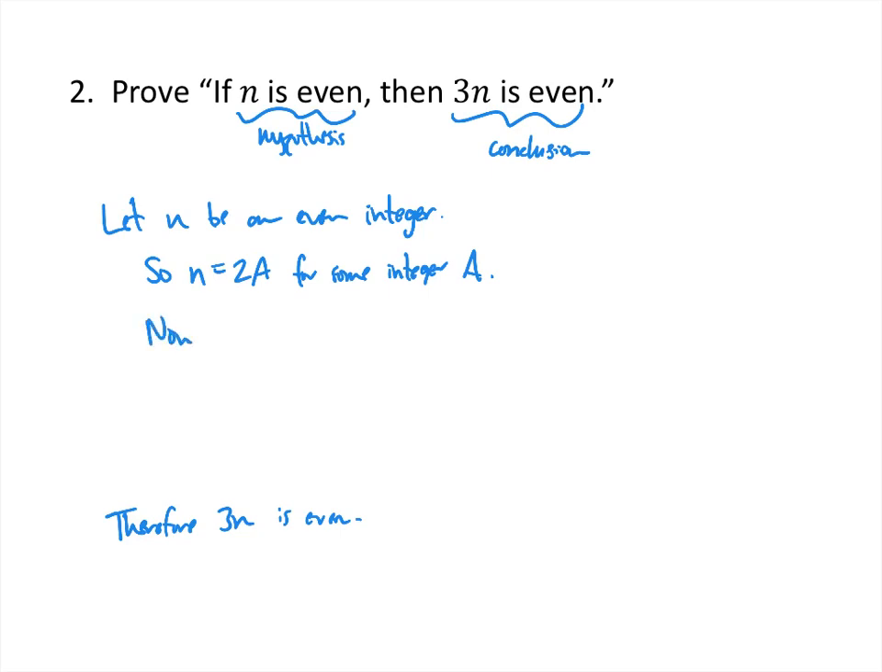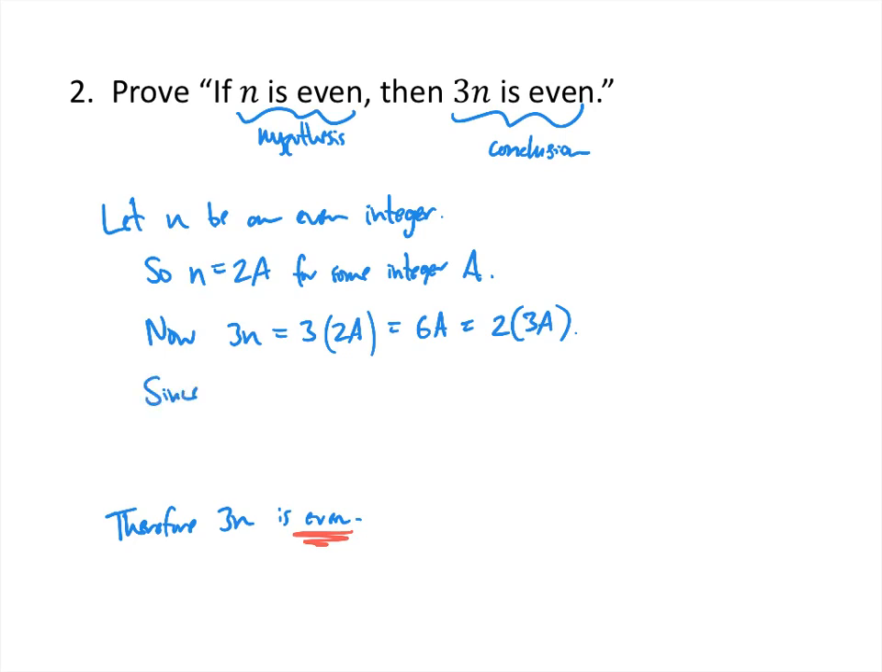So we might say, now, what does 3n look like? Well, 3n looks like 3 times 2a, which is 6a, but I can rewrite that as 2 times 3a. Now, why am I doing that last step? Why am I writing it as 2 times 3a? I'm thinking about my goal. I know I want to show that 3n is even, and I know what it means to be even is that you can write that number as 2 times an integer. So my goal is to write 3n in that form, 2 times an integer. And now I've done that.